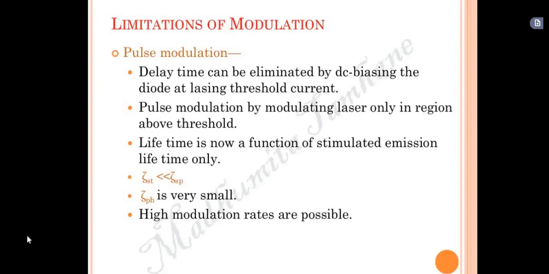Then the modulation rate for pulse modulation of the laser can occur at a higher rate only. That is the possibility for the pulse modulation. Clear? These are the basic things you need to keep in mind when we go with the pulse modulation for the laser. In order to understand that, we need to understand its limitations first. If you know the limitations, we can understand in a better way how the pulse modulation is going to occur. Clear?